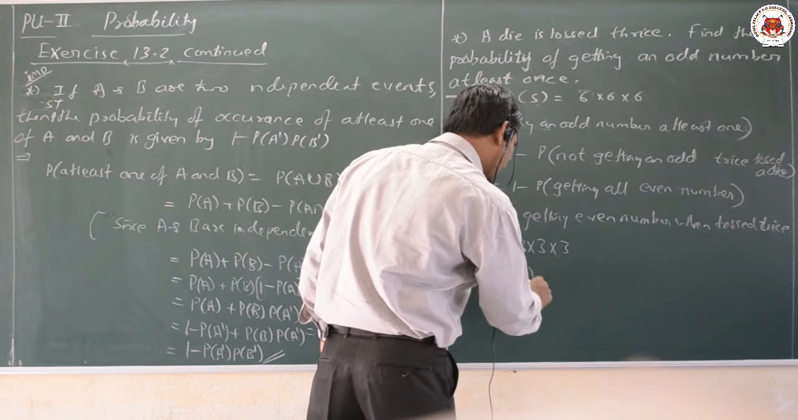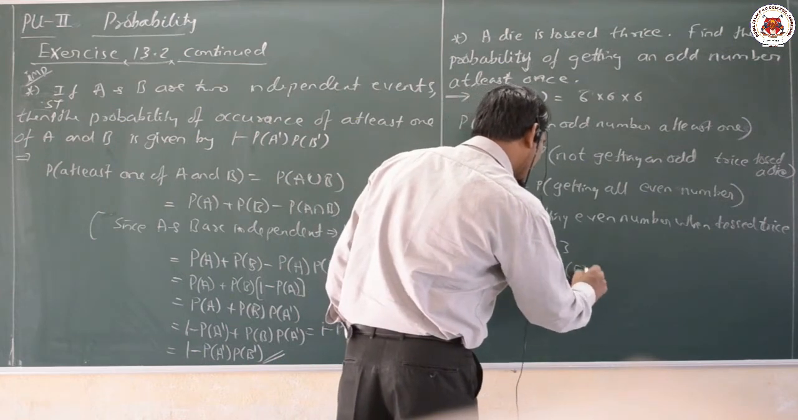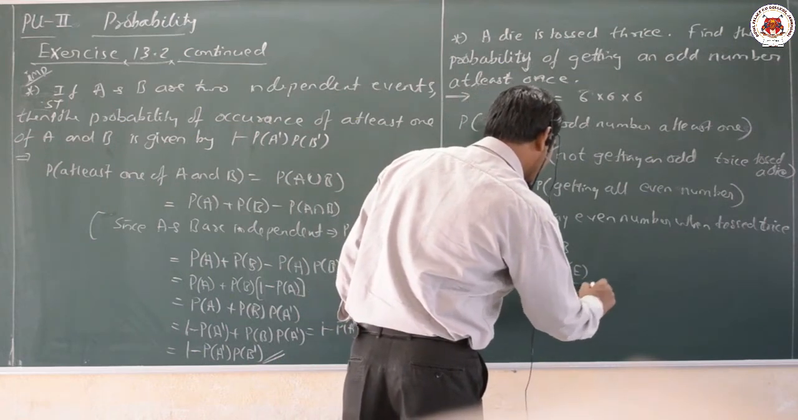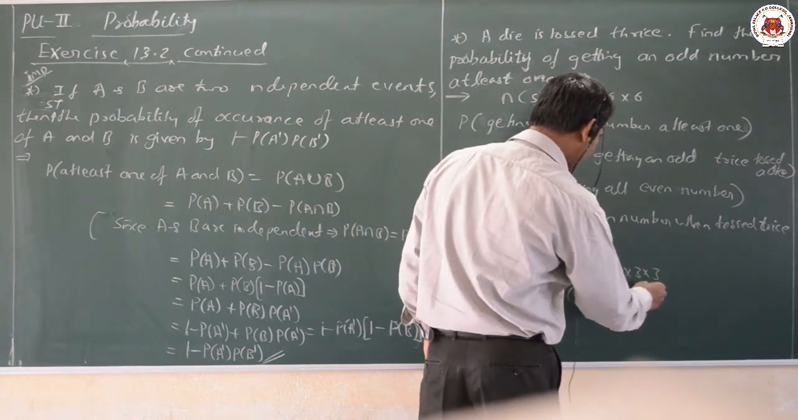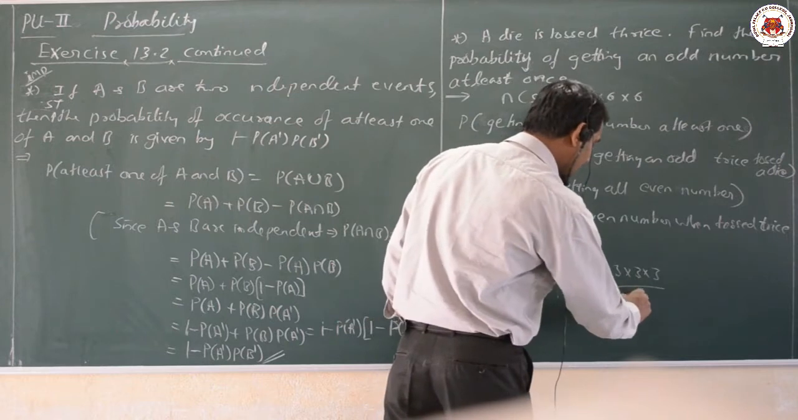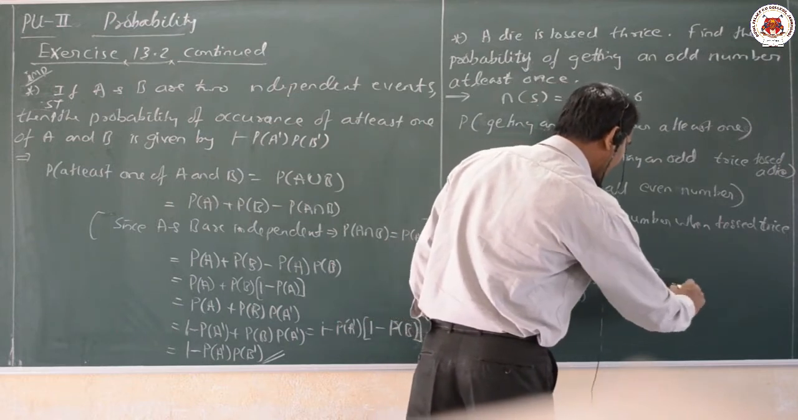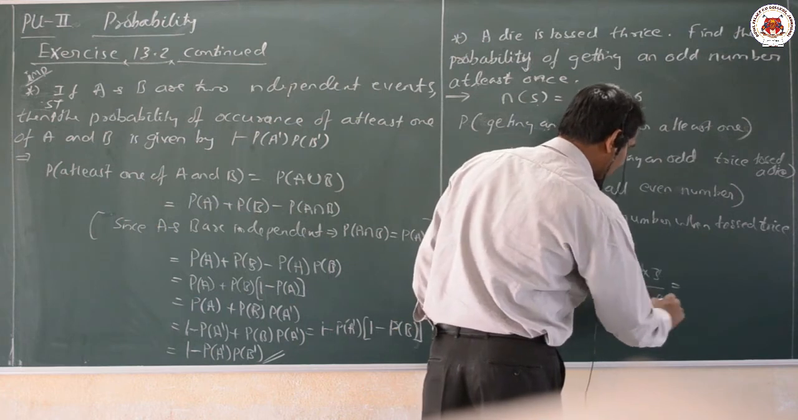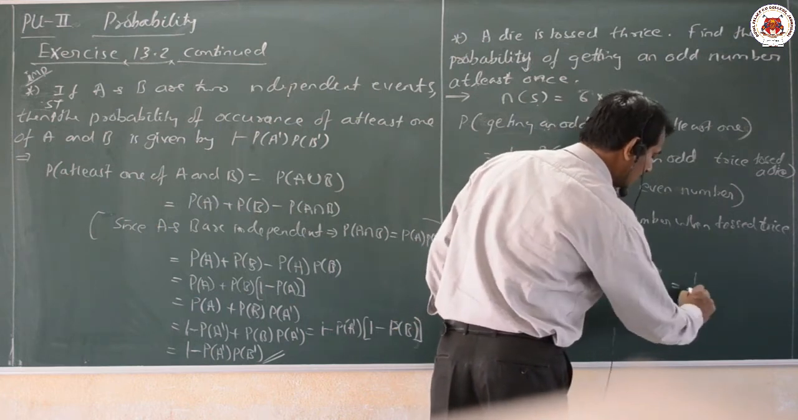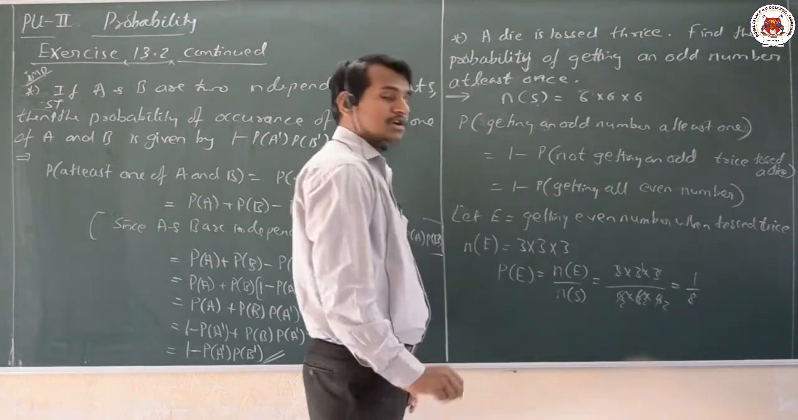The probability of E is equal to n of E divided by n of S. That is nothing but 3 into 3 into 3 divided by 6 into 6 into 6. The value will be, 3 twos are and at last 2, that means 1 by 2 into 2 into 2, that is nothing but 1 by 8. What is it? 1 by 8.